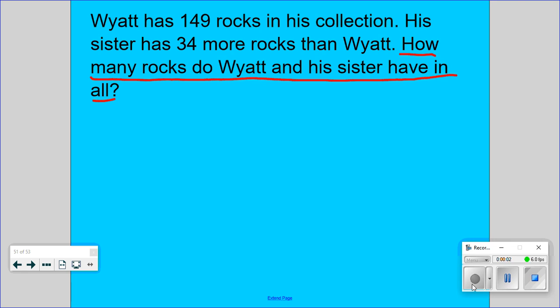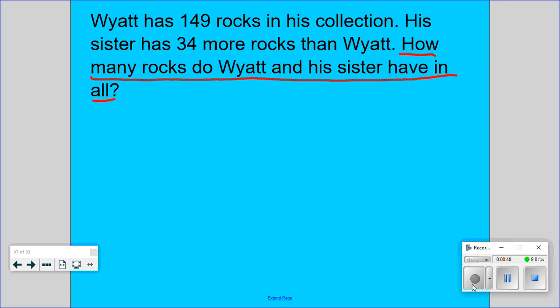So again, our problem reads, Wyatt has 149 rocks in his collection. How many rocks do Wyatt and his sister have in all? You're writing an answer sentence. Ethan, what am I counting in this problem? I am counting rocks. So if you don't have blank rocks in your answer sentence, you don't have an answer sentence, because we are counting rocks.